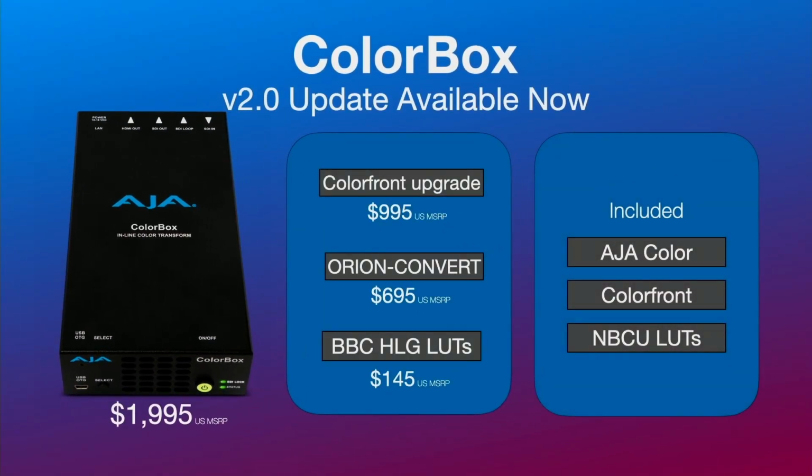The ColorFront upgrade that is new is $995. That complements what's already in the box. Included in the box is the AJA color mode, ColorFront, and the NBCU LUTs. And Orion Convert is still $695, and the BBC HLG LUTs are $145. And those are optional licenses that are perpetual. So even if you've been using the NBCU LUTs and that's working great for you, but you have a new gig and they require, let's say, the BBC HLG LUTs, you can just buy it and go to town.